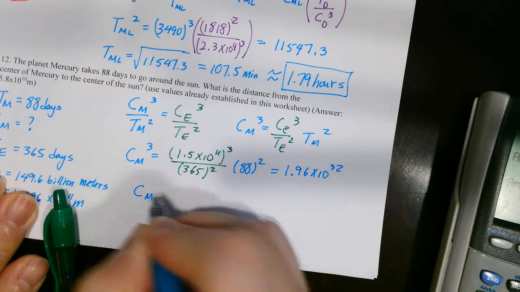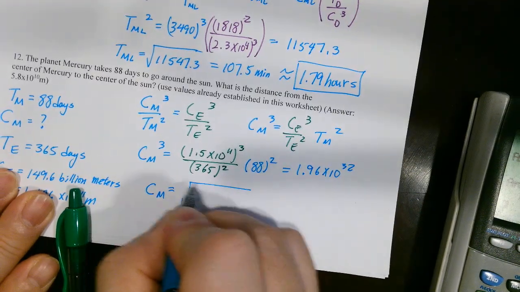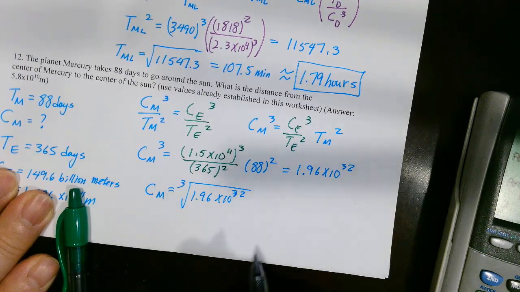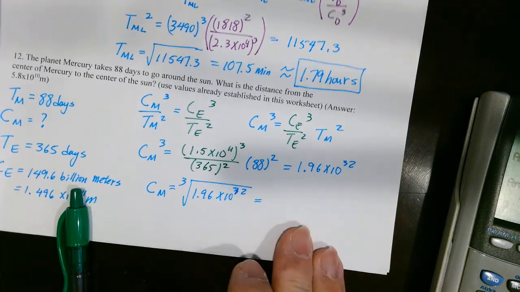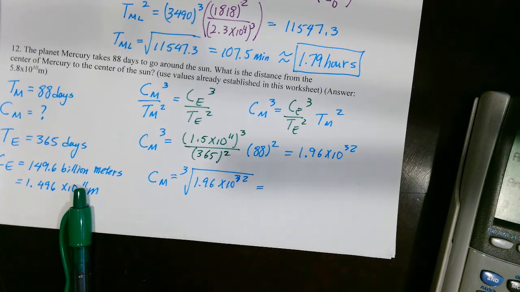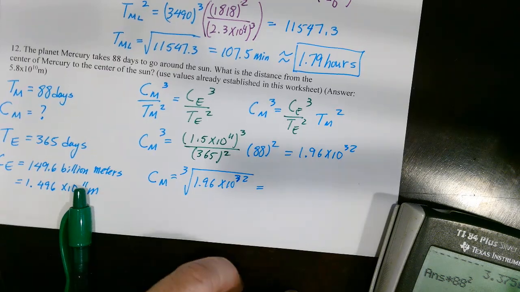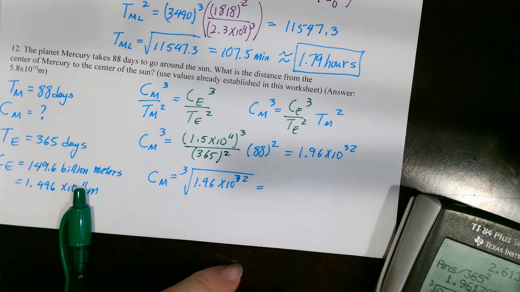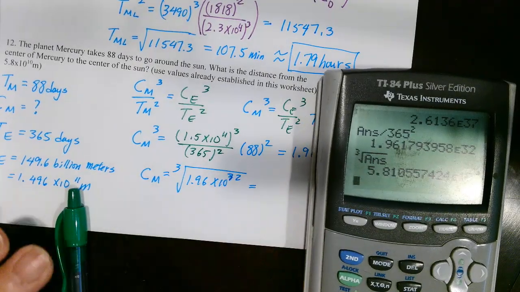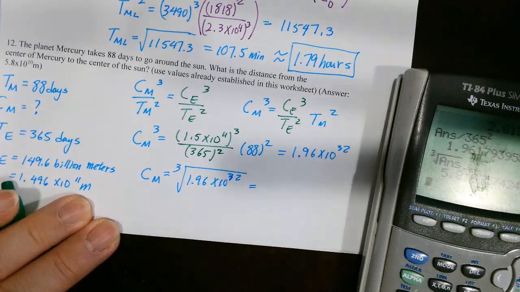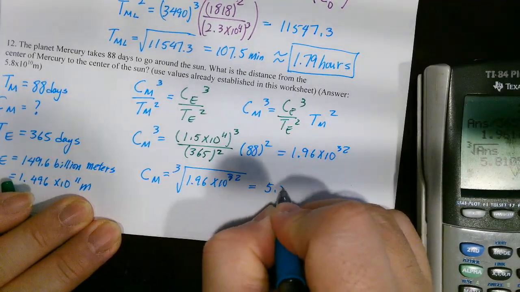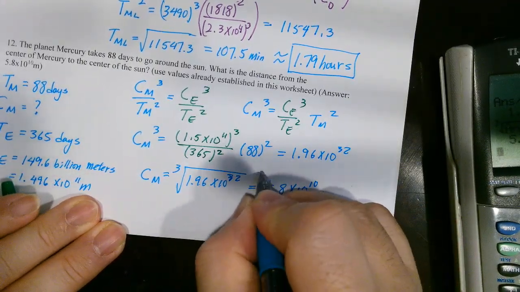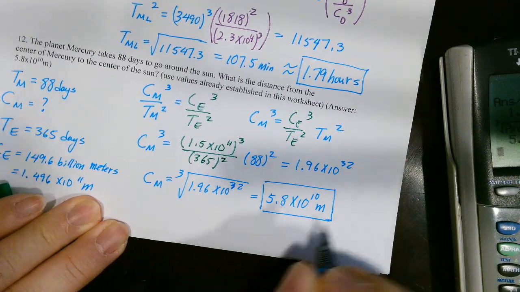So C Mercury is equal to cube root of 1.96 times 10 to the 32nd, right? And that is equal to, well, let's do that. So math, cube root of that number. And I get 5.8 times 10 to the 10th. So 5.8 times 10 to the 10th meters is what I get.